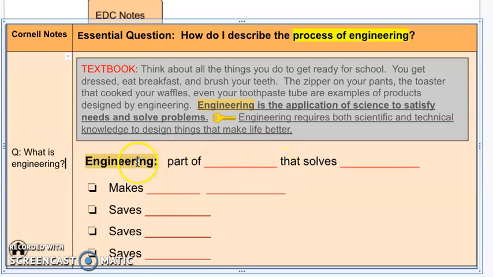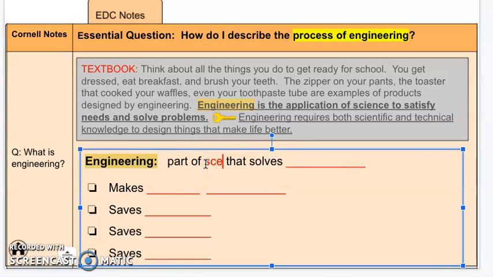So now the definition of engineering can be summarized like this. It is the part of science, so it is a science that solves problems. Engineering solves problems. That's why step number one in the process is problem. Engineering does a lot of things for humanity. First, it makes life easier. Okay, it makes our lives easier.